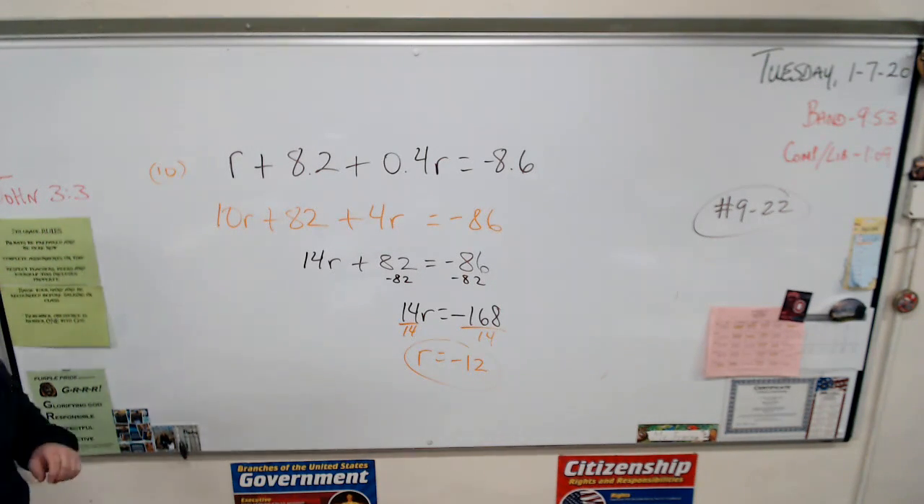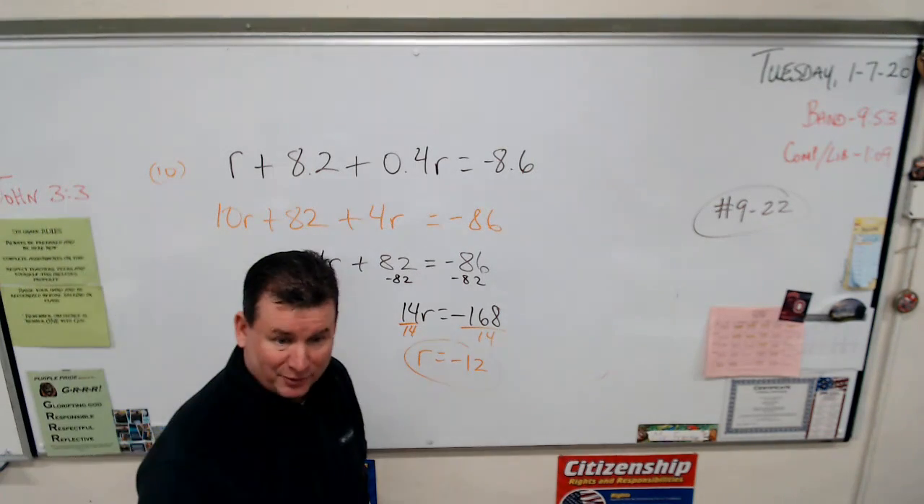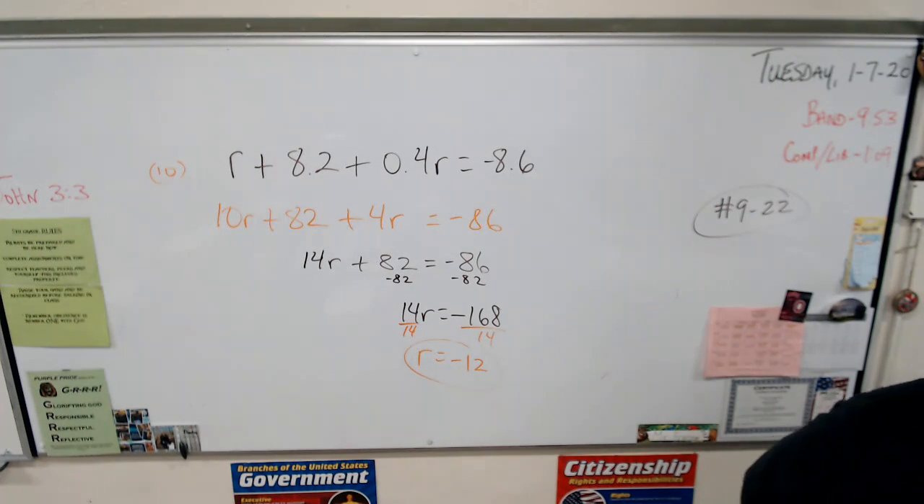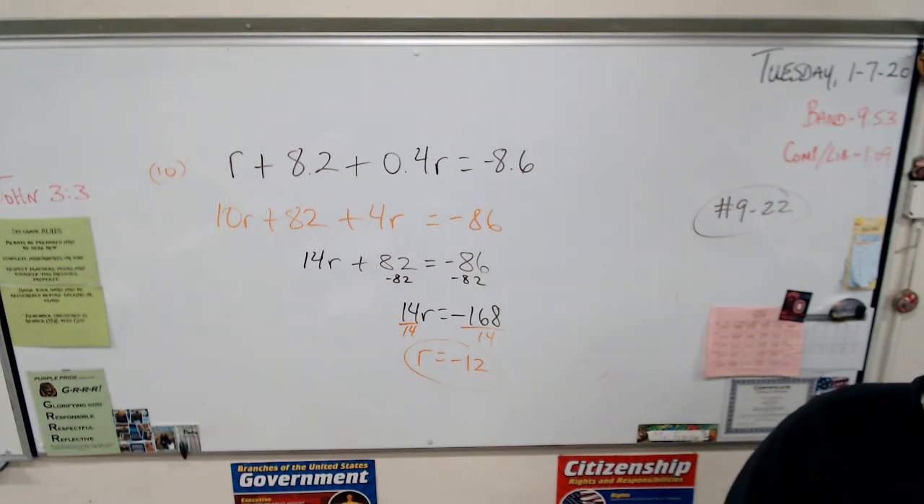Okay, Jaden. And you need number 11. Not number 10? No. Your face was. All right, number 10, you would have multiplied everything by 10. Number 11, you're going to multiply everything by 10.